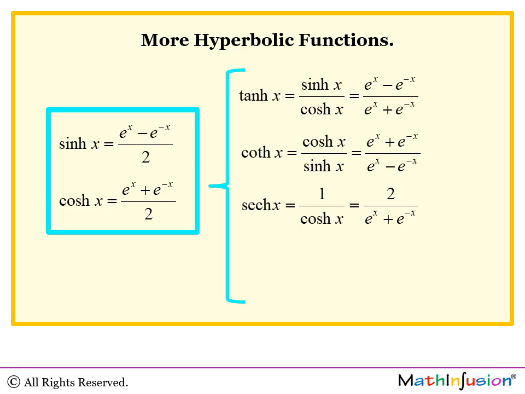We can also have the secant hyperbolic x, which is 1 over cosine hyperbolic x. And the same with the cosecant hyperbolic x. As you can see, there is really a very strong connection between the hyperbolic functions and the trigonometric functions.